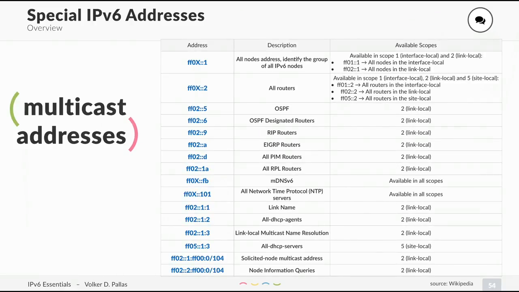For multicast addresses, we even have different ranges. I told you they start with FF0 and then a number, according to the scope that they are valid in. Just press pause and have a look at this slide, but we'll not talk about it in detail.